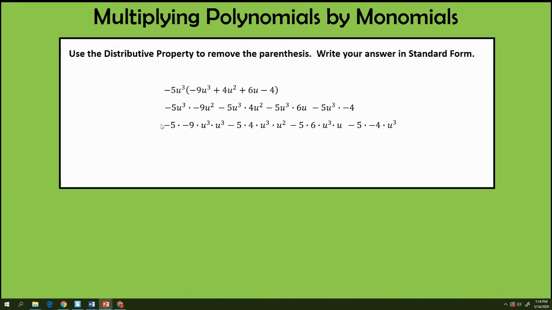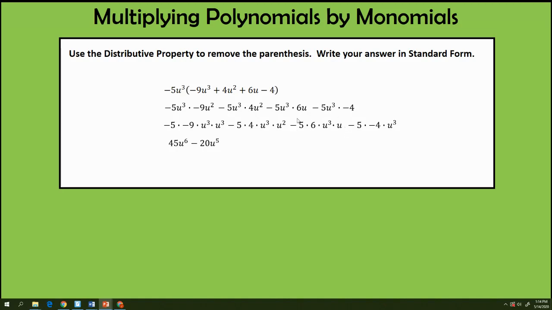So this first term, this is my first monomial term, negative 5 times negative 9, positive 45. And then when you multiply powers with like bases, you add exponents. So this is going to be positive 45u to the 6th. Here, really, it's a negative 5 times positive 4, so that's going to be a negative 20. And then u to the 3rd, u to the 2nd, add those. We get negative 20u to the 5th.